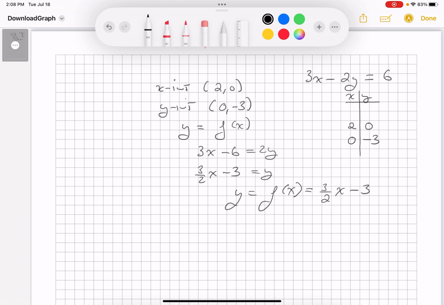All right? Again, you can go back and play the same game. Pick x's. A good x to pick would be 0. You get minus 3 for y. Another good value for x to pick would be 2, and you'd get 0. All right? Let's graph it out.